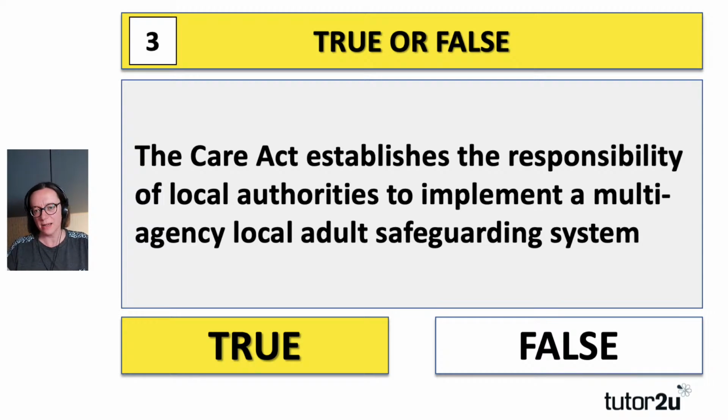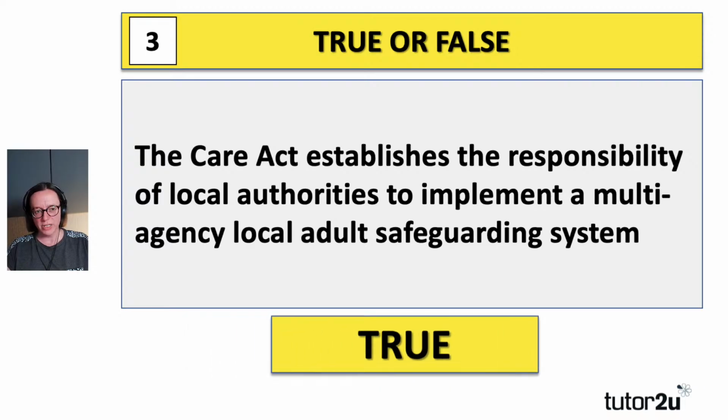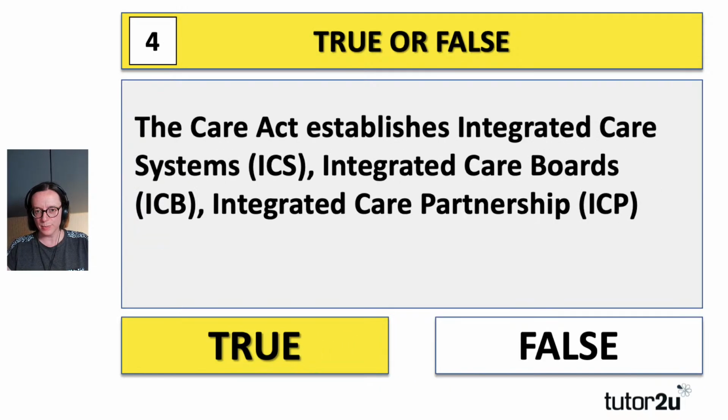Does the Care Act establish the responsibility of local authorities to implement a multi-agency local adult safeguarding system? So do you have to work together? Do agencies like the police, education, healthcare, social care, all need to work together to safeguard adults in a locality? True or false? Yeah, that one is true. Well done. Okay, next one.